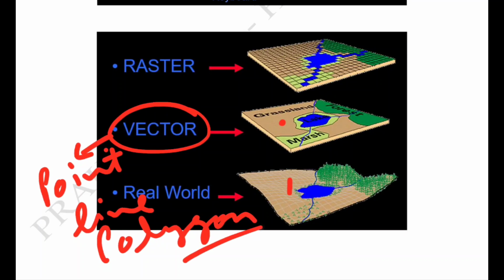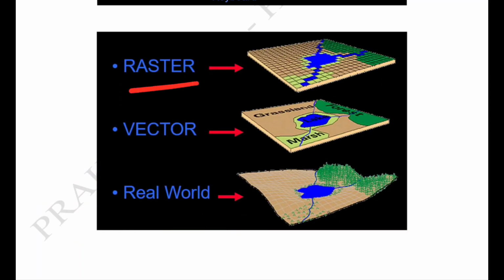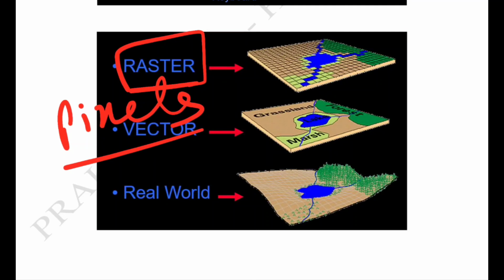And another data structure is raster. It represents the real world data in the form of pixels. We will read about raster data in depth later, in which we will study the pixel values it contains. First of all, we have to understand that raster data represents the real world data in the format of pixels, an array of pixels.